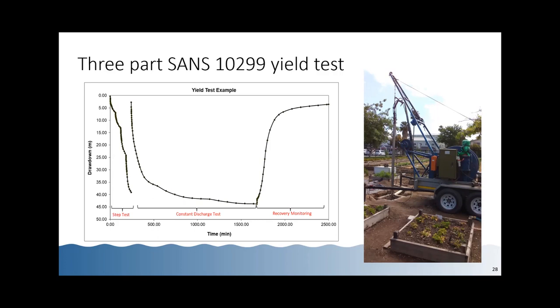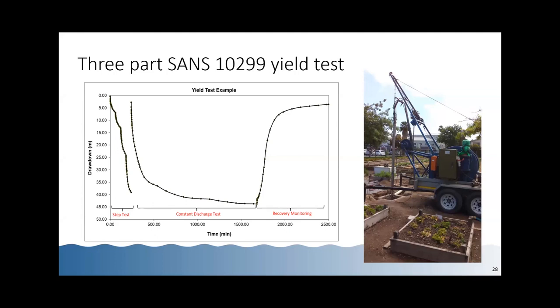So if we have a shallow borehole, it's not too much of an issue if we're a couple of meters out. But if we have a 200-meter borehole, or even a 100-meter borehole, and we're only getting 5 meters of drawdown or 6 meters of drawdown out of an available drawdown of maybe 80 meters or 90 meters, then we haven't really tested what the borehole's capabilities are. So that's the constant discharge test.